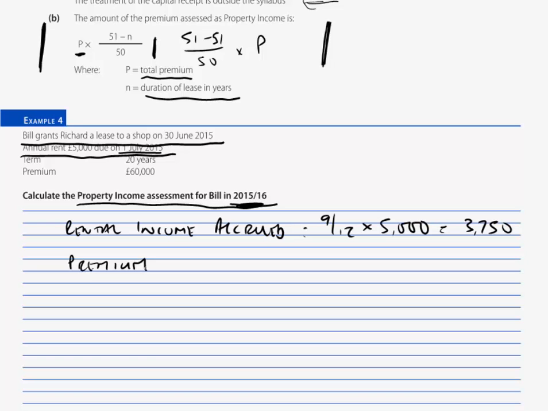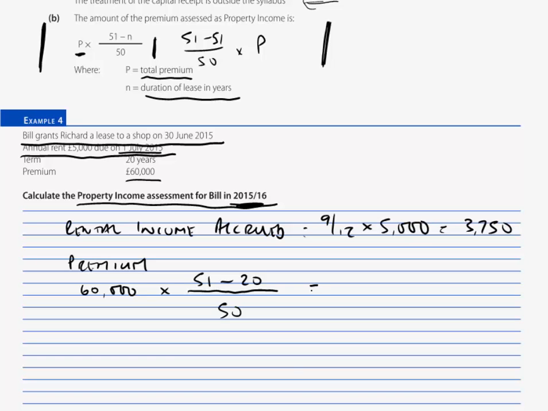Okay, so the basis of calculating the assessable part of the premium in terms of the income element. So how much is our premium received? £60,000. So we pick up that total premium of 60,000 and multiply out by, well, two parts of this are consistent. It's 51 minus the number of years of the lease over 50. So the only variable is the number of years of the lease. And that here is 20 years. So calculators out, 51 minus 20 over 50 times £60,000.